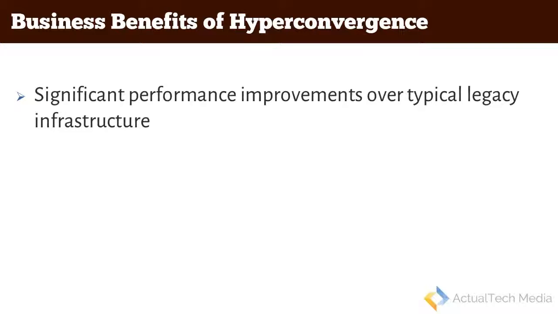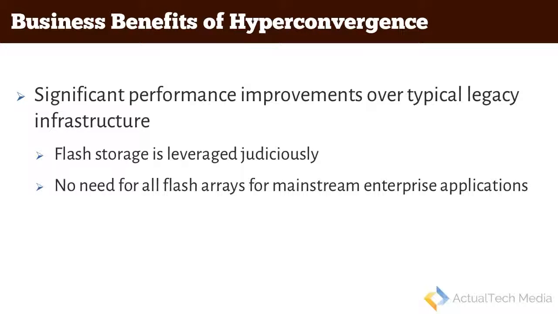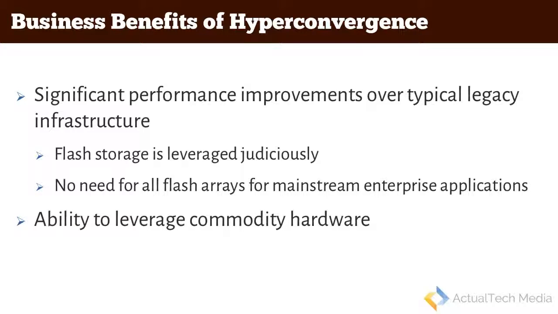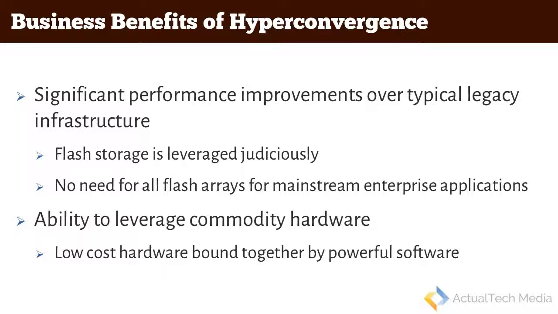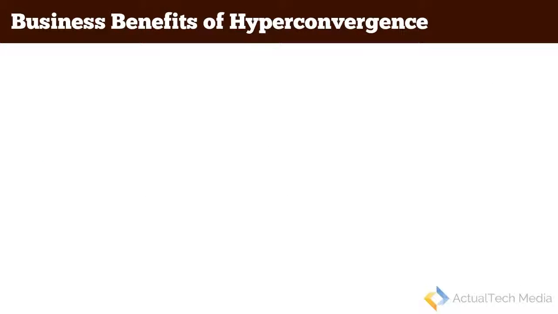Hyperconvergence provides significant performance improvements over legacy infrastructure. In many cases, flash storage is used to accelerate the performance by providing caching to the most critical applications to accelerate their IOs. So there's no need to purchase expensive flash storage arrays. And you're able to leverage, in many cases, the commodity hardware that you already have. And when you purchase new servers in the data center, not only does your compute get refreshed, but your storage gets refreshed as well. So essentially, low-cost hardware bound together by powerful software.